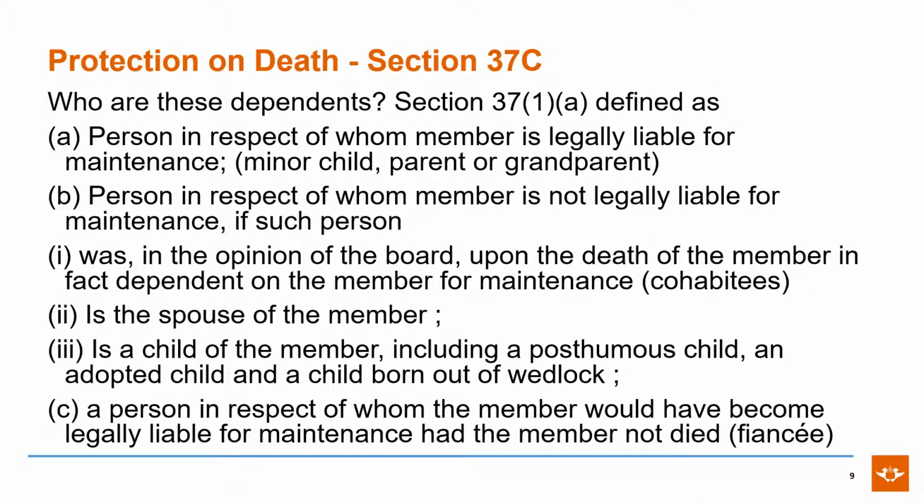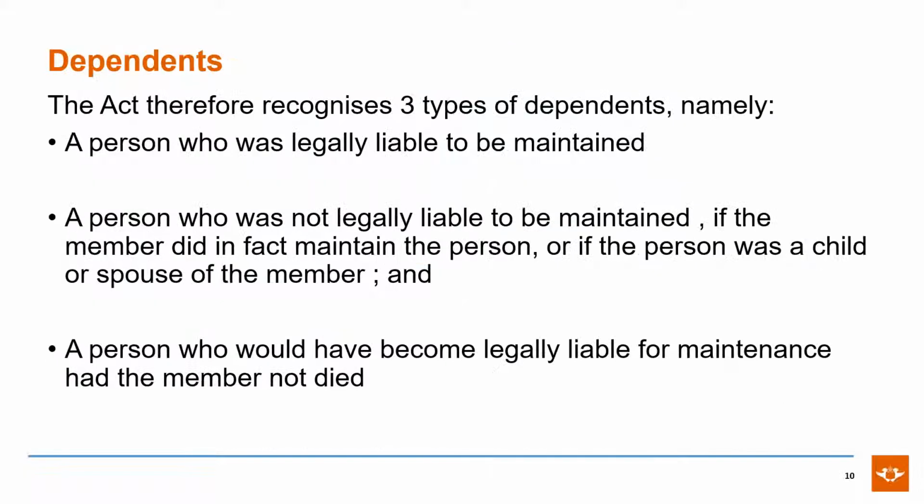Here we have a list of who these dependents are according to Section 37C of the Act. The Act therefore recognizes three types of dependents, namely a person who was legally liable to be maintained, for example a minor, a person who was not legally liable to be maintained, for example the spouse of a deceased member, and lastly a person who would have become legally liable for maintenance had the member not died, for example a cohabitant or a fiancé.